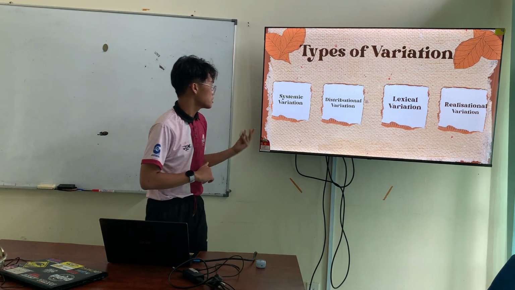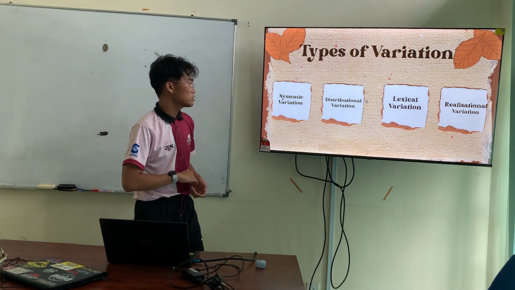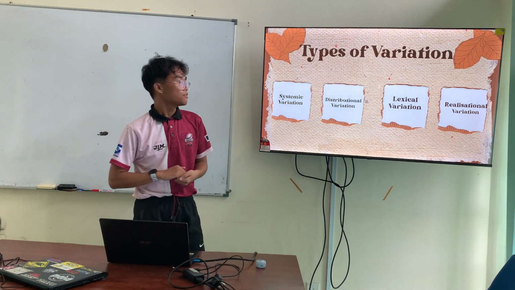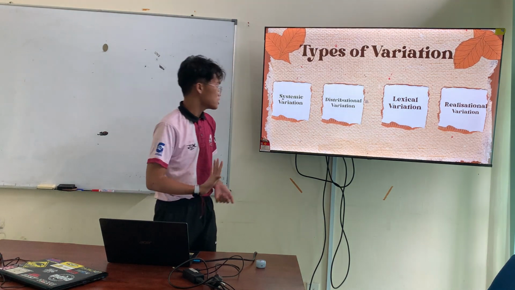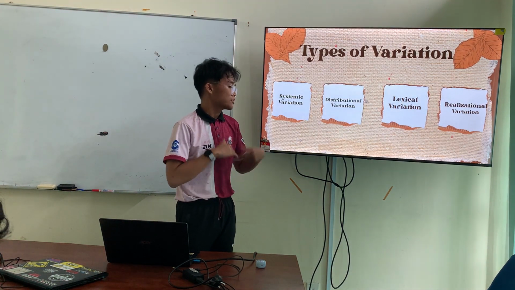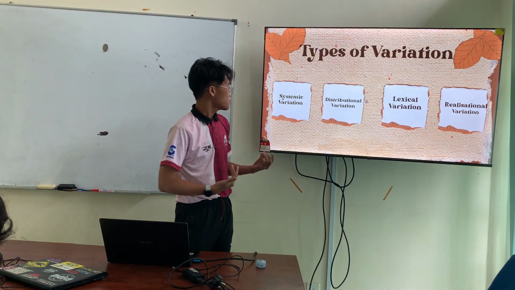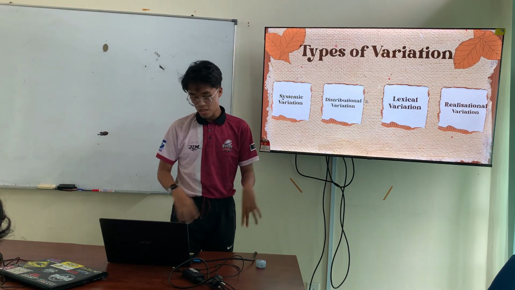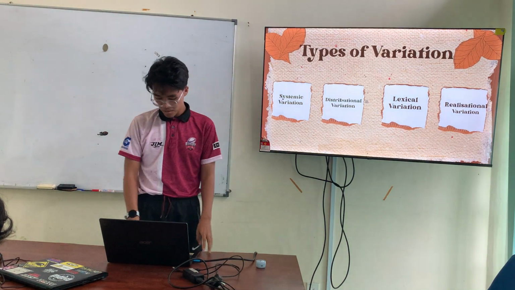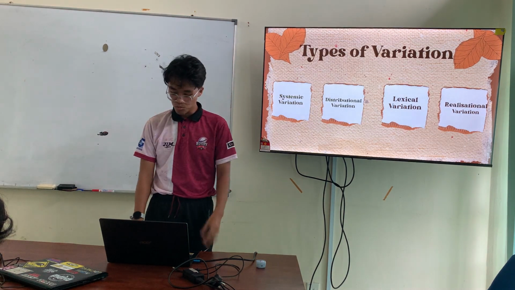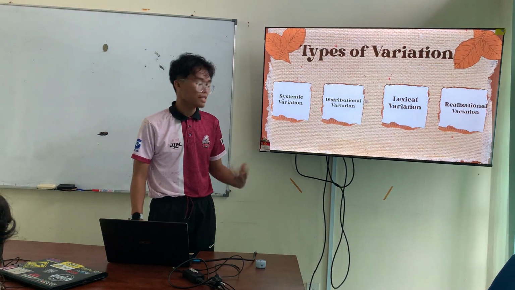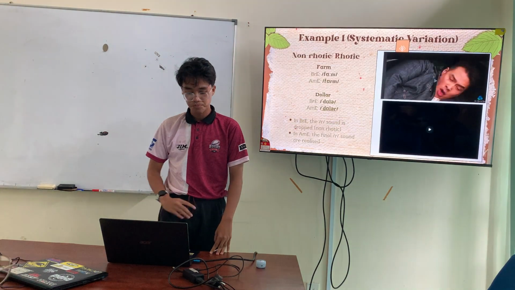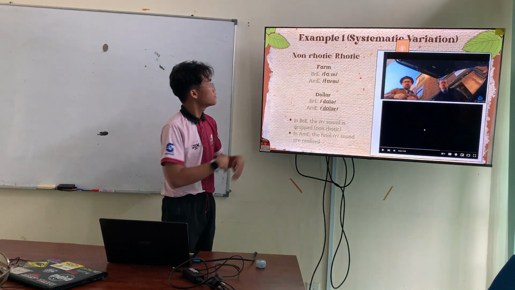So the first one is the systemic variation, then distributional, lexical, and realizational. These four types of variation differ in their origins, in how they are realized in the process of sound making, and also in how they are spelled. I am not going to explain them in detail now, but we are going to look at them as I explain each of the examples in the scenes of the movies. So, the first example.